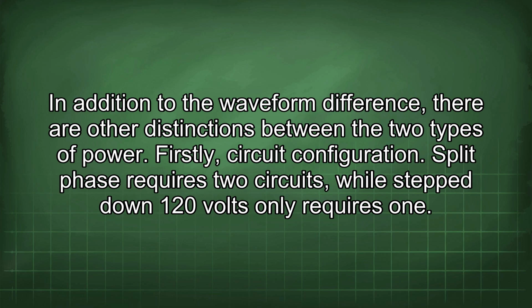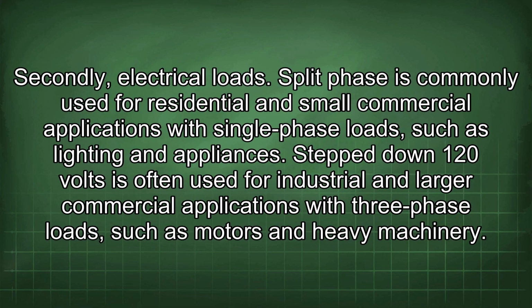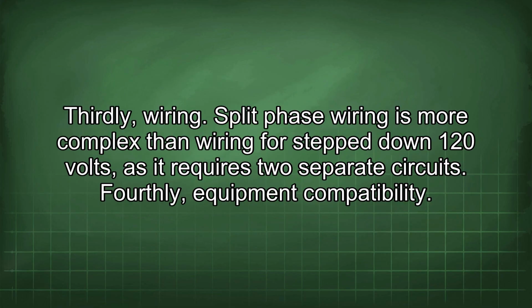Firstly, circuit configuration. Split phase requires two circuits, while step down 120 volts only requires one. Secondly, electrical loads. Split phase is commonly used for residential and small commercial applications with single-phase loads such as lighting and appliances. Step-down 120 volts is often used for industrial and larger commercial applications with three-phase loads such as motors and heavy machinery. Thirdly, wiring.